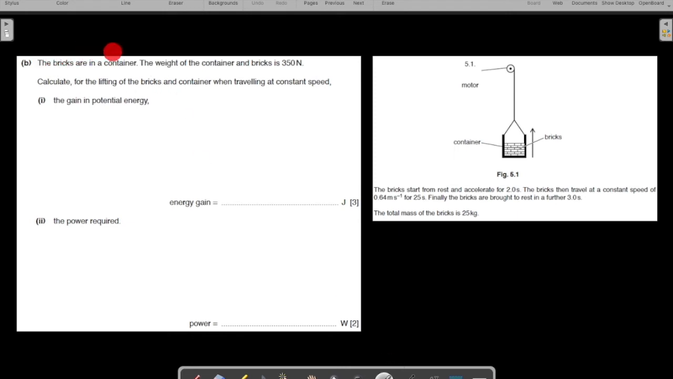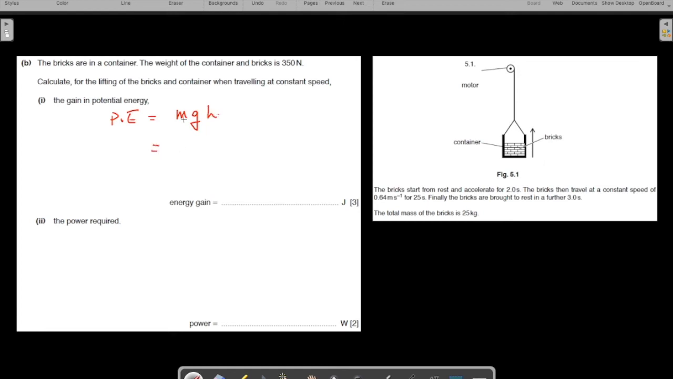The bricks are in a container. The weight of the container and the brick is given to you. Calculate, for the lifting of the brick and container when traveling at a constant speed, the gain in the potential energy. So when this whole system was moving at a constant speed, you have to find the gain in the potential energy. The first part of the question was practice on using the formula for kinetic energy. Now the second part is practice on using the formula for potential energy. What is the formula for potential energy? mgh.